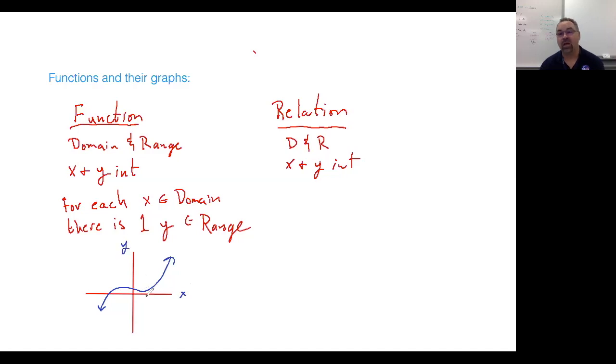Now, it doesn't mean there's not more than one way to get to a certain y coordinate, of course. You could just look at a parabola, the basic parabola, and go, oh, look, positive 3 gives you 9, so does negative 3. But that doesn't matter. What matters is that positive 3 can only lead to one place. Okay. The difference is in a relation, we don't have this restriction.